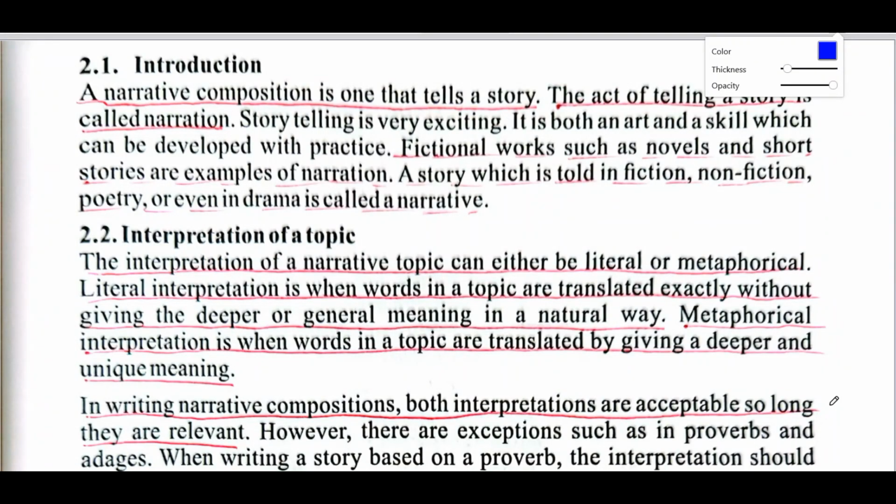Welcome guys. Before us, we have a lesson where we are going to look at how to write a narrative composition in English, paper 1.